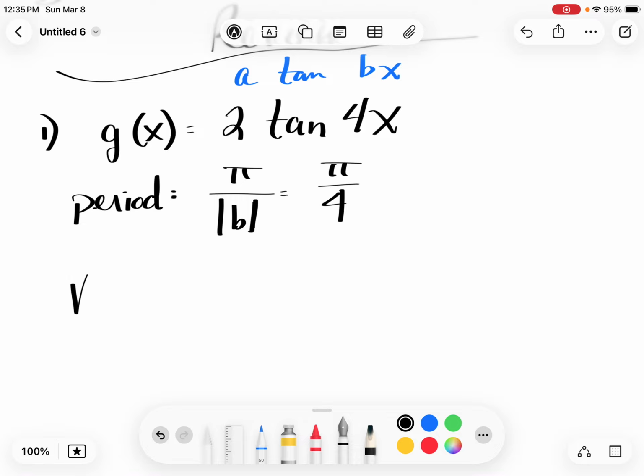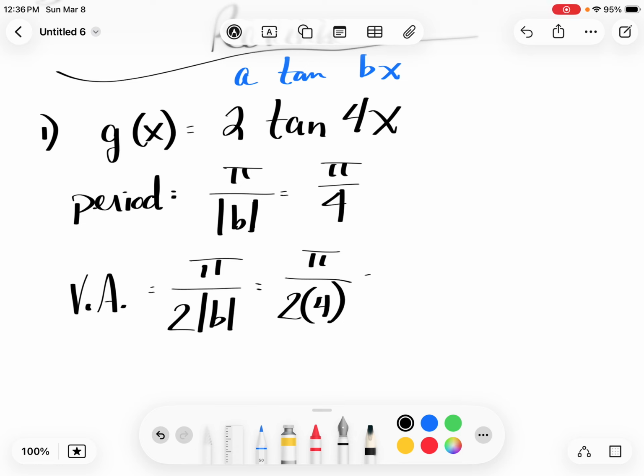Then to find the vertical asymptote, which I'm going to abbreviate as VA, the formula is pi over 2b, or in this case, pi over 2 times 4, which would be pi over 8. What that means is that's how far we're going to go to the left and to the right. So if you add those together, 1/8 and 1/8 makes 2/8, which reduces to 1/4. So that's your one period's worth.